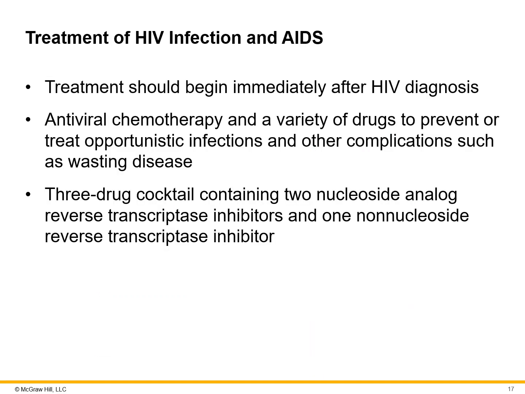So treatment for HIV and AIDS should begin immediately after diagnosis. Antiviral chemotherapy, again, we're not talking about cancer with chemotherapy, just chemicals used as therapy. So typically a variety of drugs can be used to prevent opportunistic infections, again, like the pneumonia and other complications that can lead to that weight loss.